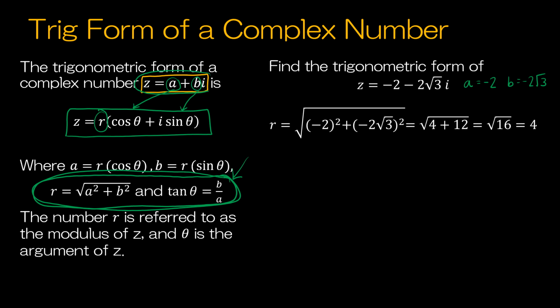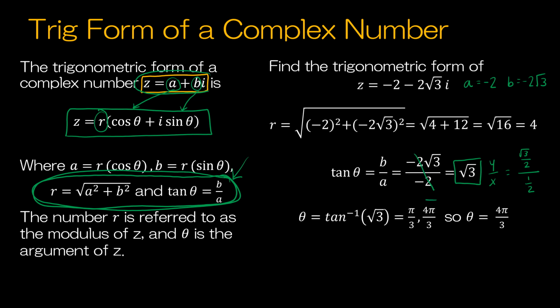That gave me the r value for my new trigonometric form. Now I have to find theta. Tangent of theta is going to be b divided by a. So in this case, that's -2 radical 3 divided by -2, which reduces to radical 3. This is where being familiar with the unit circle comes into play. So we're looking at where is tangent, or y over x, equal to radical 3. Well, that's going to be when the numerator is radical 3 over 2 and the denominator is 1/2. And that occurs at two places, at pi over 3 and 4 pi over 3.